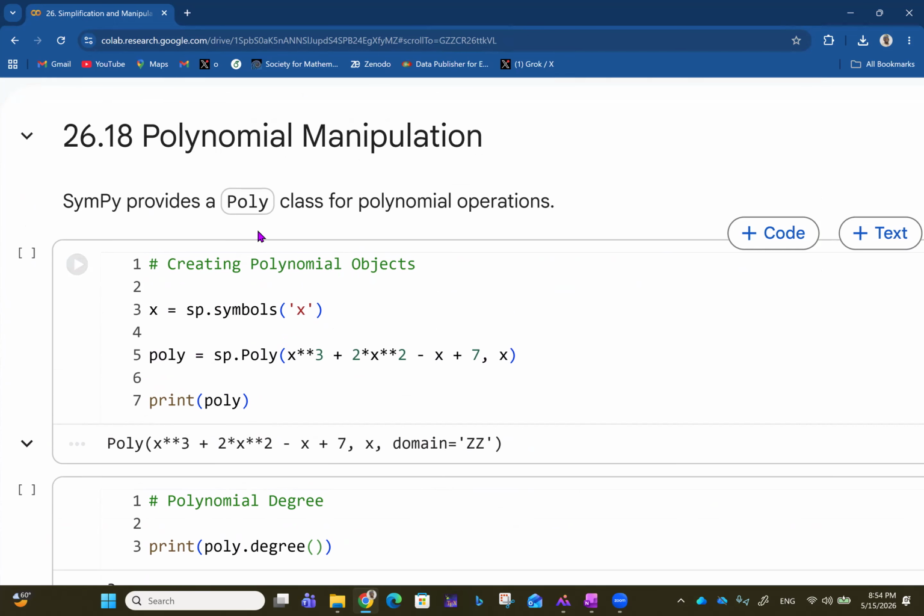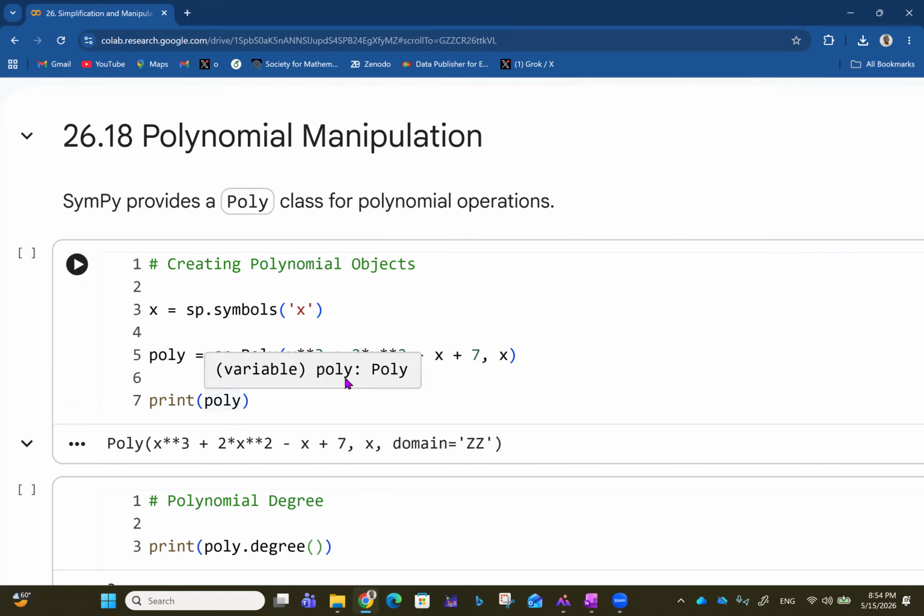SymPy provides a Poly class for polynomial operations. So creating polynomial objects, first of all, x is sp.symbols of x. So the polynomial is now sp.Poly, capital P. So that's x cubed plus 2x squared minus x plus 7 with respect to x. So x is the variable we are focusing on because a polynomial can have more variables. So printing the poly now gives you x cubed plus 2x squared minus x plus 7, x, and the domain is this. I think the domain is ZZ, maybe it has been written as infinity or something, I'm not sure.